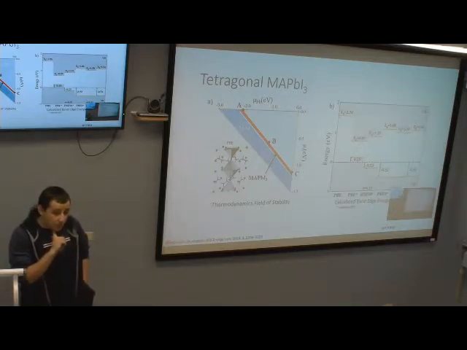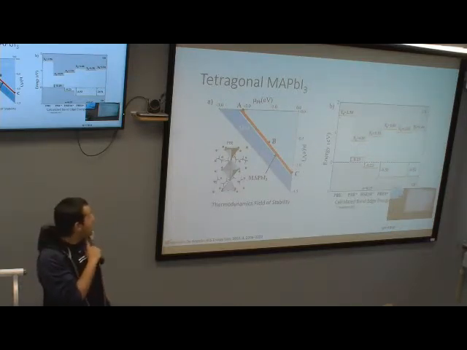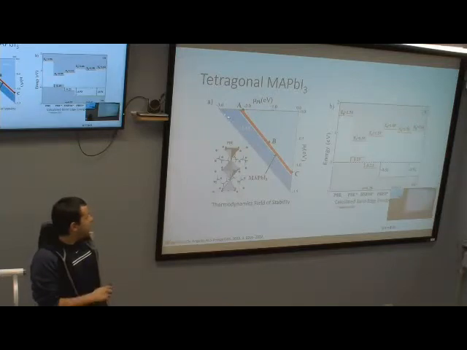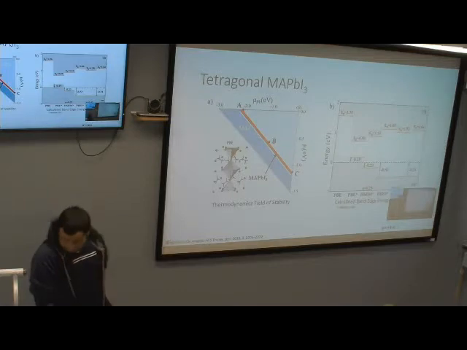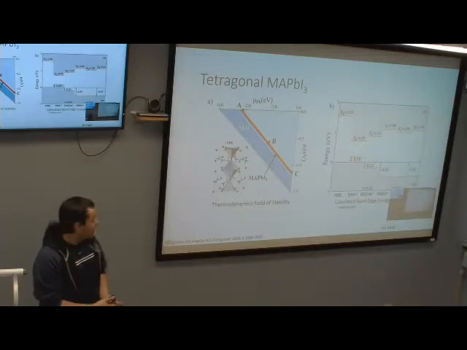So what's happening in the light blue and the dark blue regions? I'm just confused about the notation. Yeah, the dark blue notation is the methylammonium iodide, while the light blue is just the lead iodide. And I guess it's just a combination of both of them.